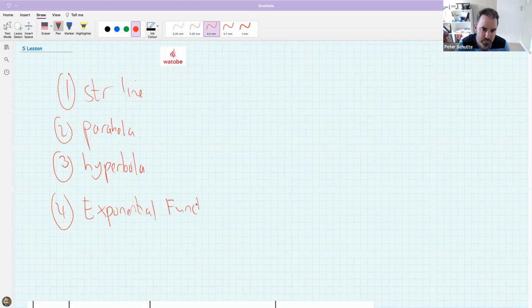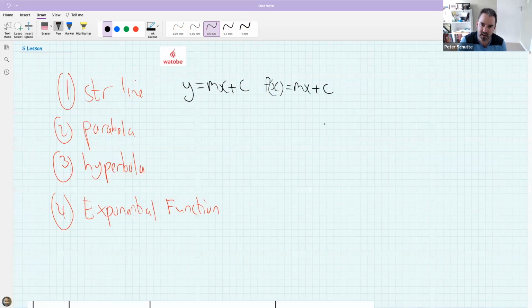So step one for this is you have to be able to identify them, and either they give you these functions in formula form, or they give you a visual representation. If you're using formulas, the standard form of a straight line would just be y equals mx plus c, or sometimes they'll write it as f of x equals mx plus c, where m is the gradient and c is the y-intercept. And I'm pretty confident you all know that.